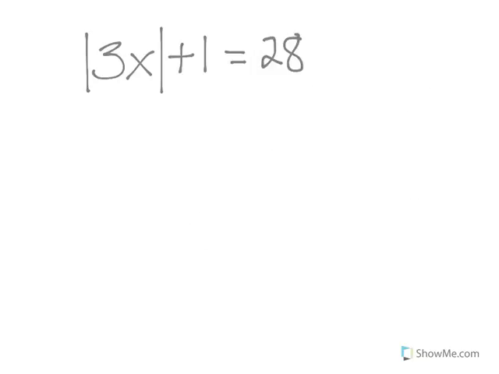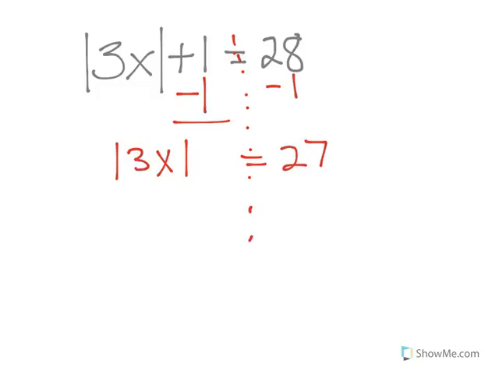Our first example is the absolute value of 3x plus 1. So our first step is to isolate the absolute value expression. So we'll undo the addition of 1 by subtracting 1 from both sides of the equal sign. And we end up with the absolute value of 3x is equal to 27.